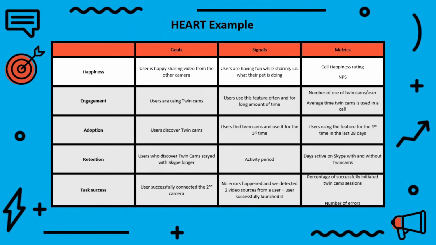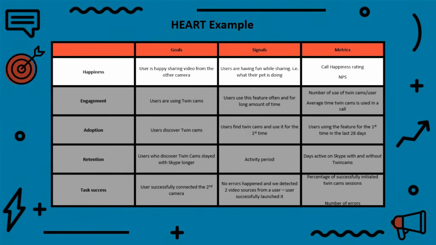The goal for happiness is that the user is happy sharing video from the other camera. The signal here will be that the users are having fun while sharing, for example, what their pet is doing. That can be measured using NPS for the calling experience. Engagement is users that are using twin cams. Signal here will be that the users use this feature often and for a long amount of time. The metric here can be the number of usage of twin cams or the average time of the session for that feature.